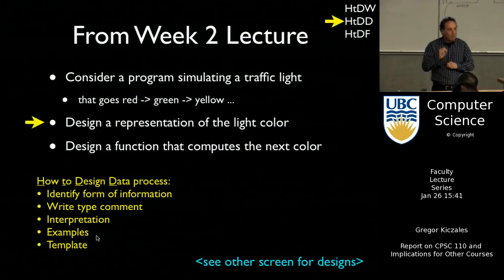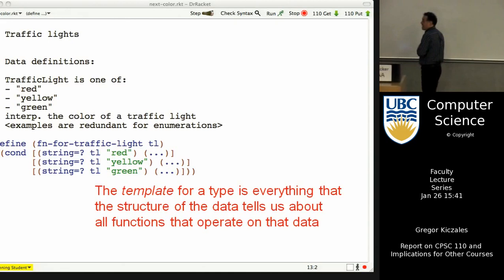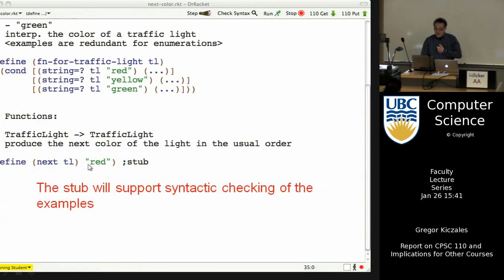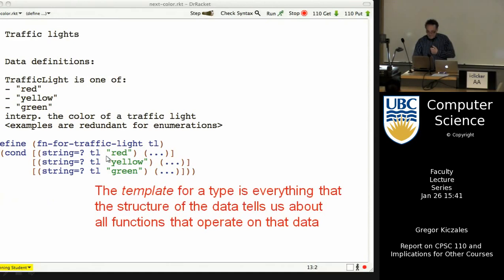So in this case, the type has three cases. The thing is either red, yellow, or green. And so what this template is telling you, for people who can't read parentheses, is that if a function's operating on a traffic light, there are three cases. If it's red, we'll do something. If it's yellow, we'll do something. If it's green, we'll do something.